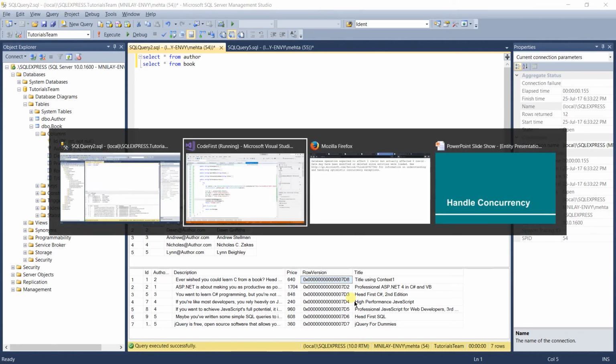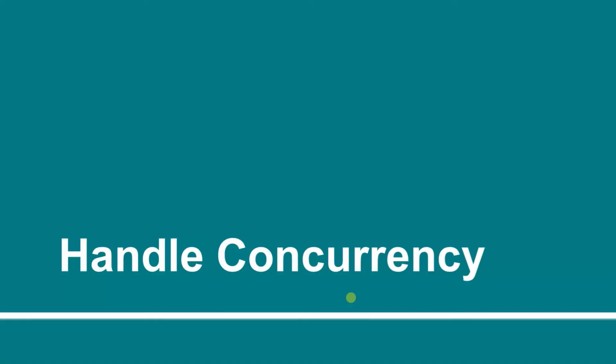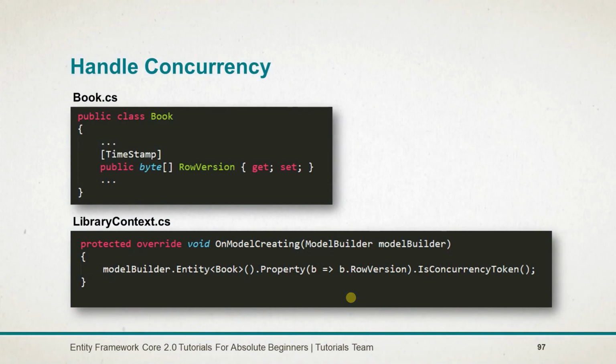Let's see what we learned in this session. First of all, we need to create a tracking column of type byte array, which represents the timestamp in the database, and inform Entity Framework that this column would be used as the concurrency token. For this, we need to use the IsConcurrencyToken method.